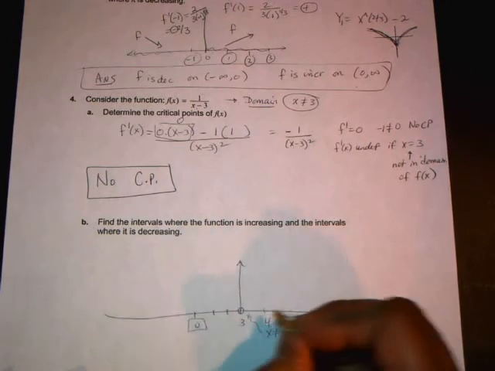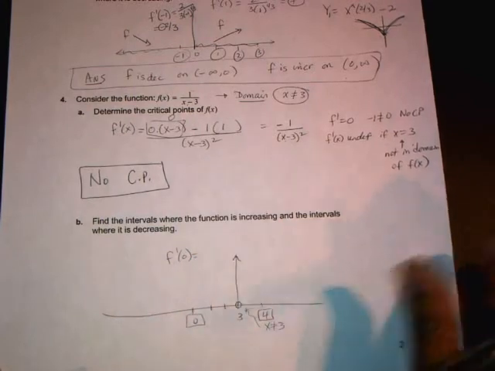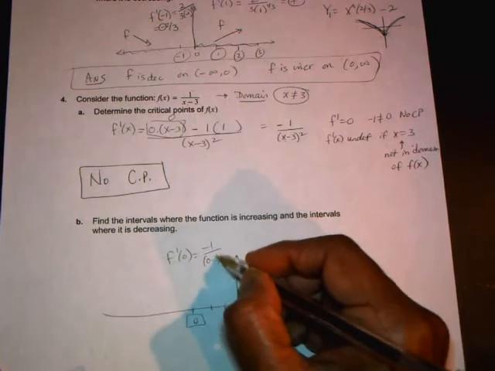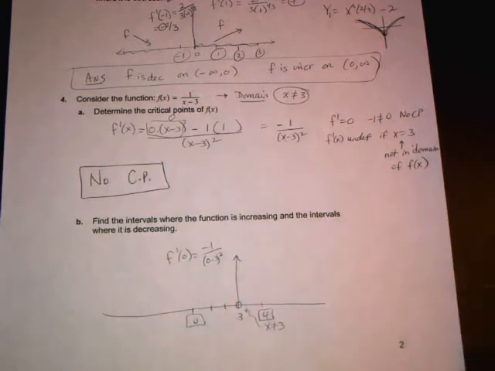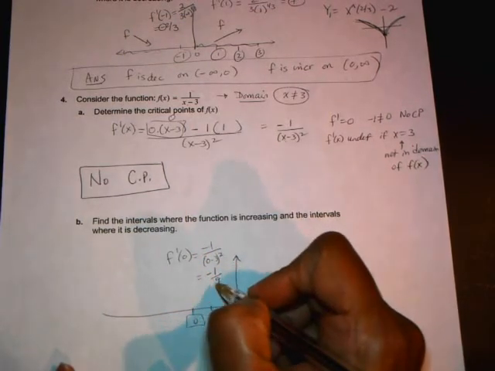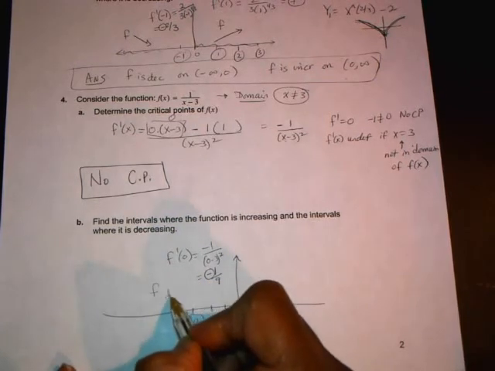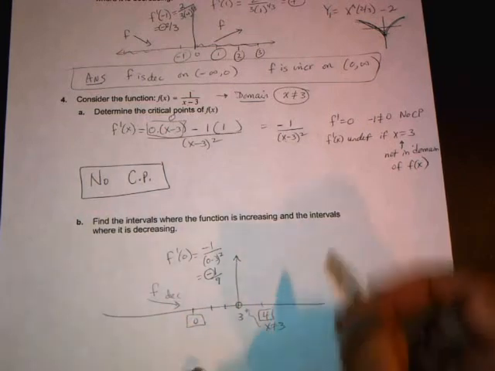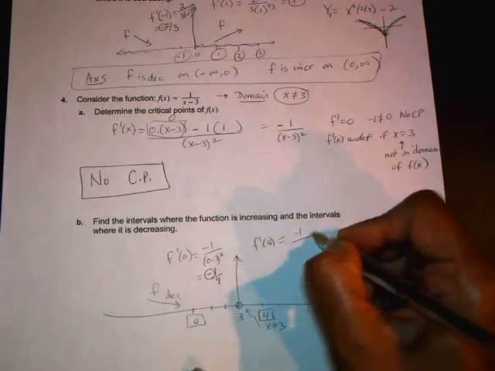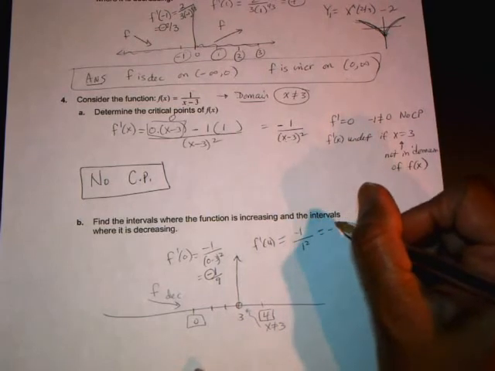So let's say we pick 0 and 4. Plug them into the derivative, f prime at 0. If you go here, plug in 0, it's negative 1 over 0 minus 3 quantity squared. Anything quantity squared is positive, and you have a negative on the top. So it's going to be negative 1 over 9, which is negative. If the derivative is negative, f is going to be decreasing, so it's going downhill. If you plug in 4, f prime at 4, here's f prime, negative 1 over 4 minus 3 is 1 squared. We still have a negative on top, so it's a negative 1.